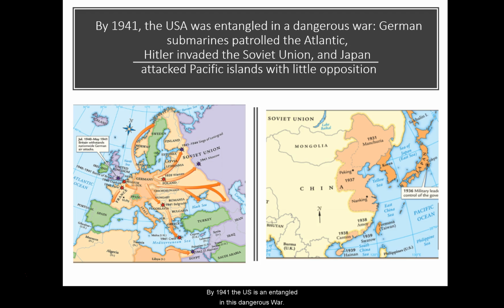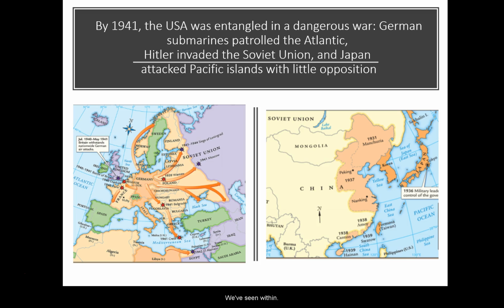By 1941, the U.S. is entangled in this dangerous war. We know the Germans are out there with their submarines. Hitler has stabbed Stalin in the back, gone back on his Nazi-Soviet non-aggression pact, and invaded the Soviet Union. Because again, Hitler's land greedy. He wants as much land as he possibly can for his Third Reich, his Third German Empire. And Japan is starting to take over not only Pacific Islands, but also mainland Asia. And no one's really there to stop them.